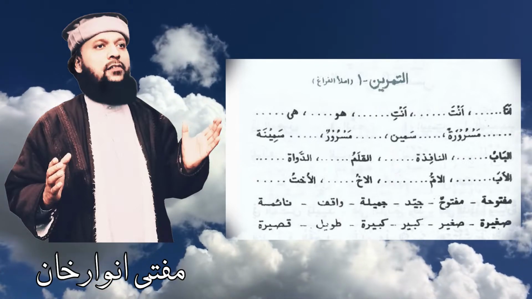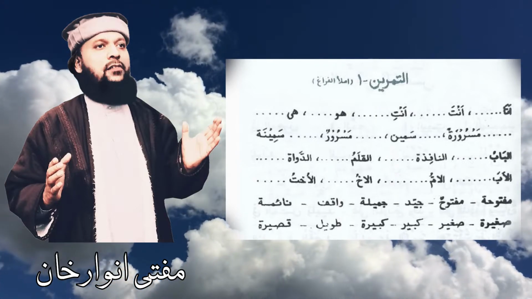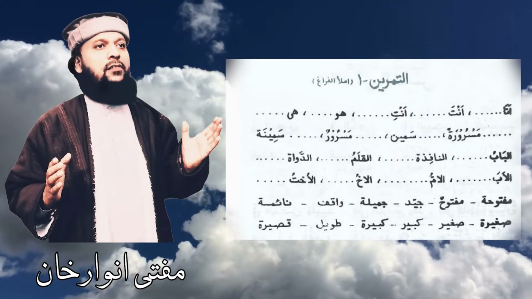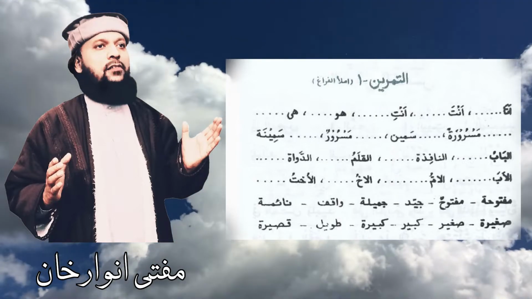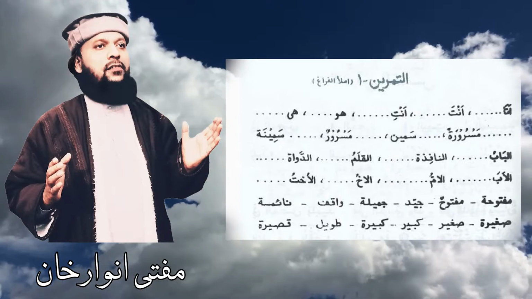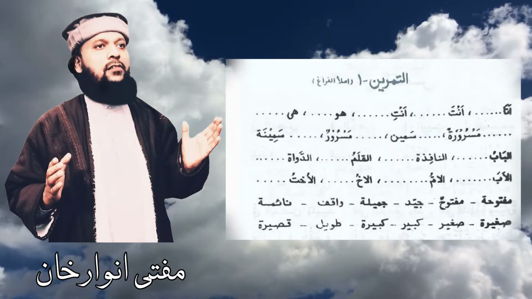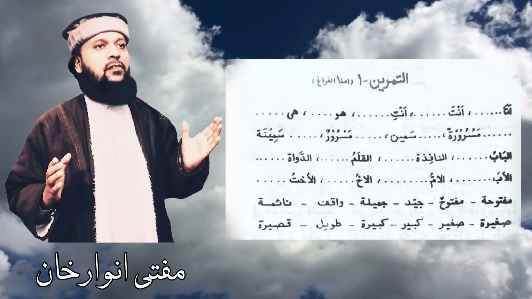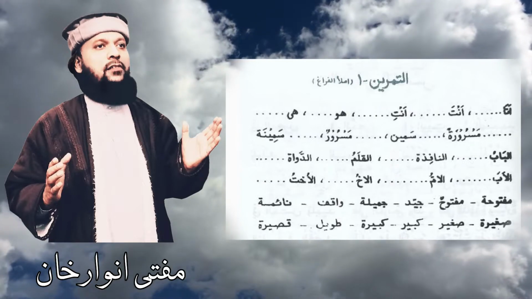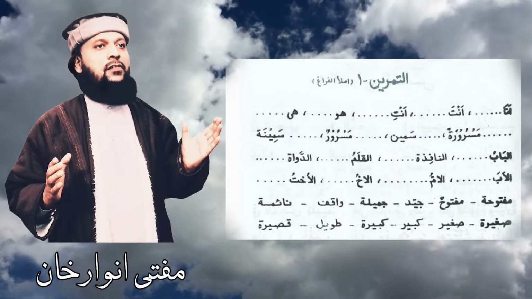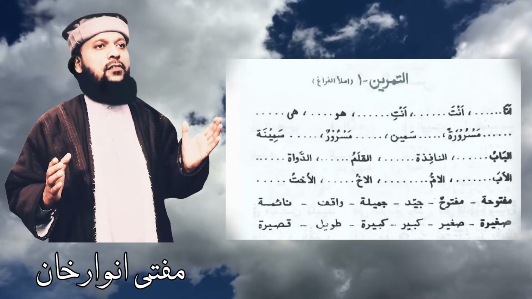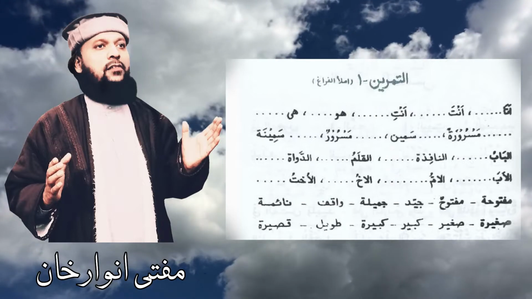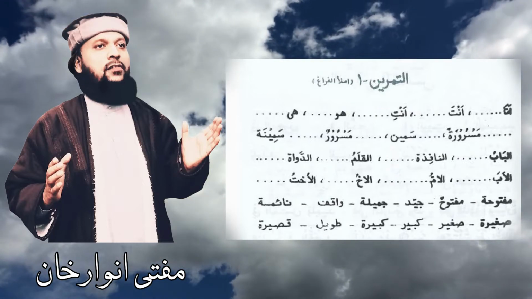Okay. And then you have masruratun, saminun, masrurun, saminatun, these four words. So you have to fill these blanks. For example, you can say hiya masruratun, huwa saminun, ana masrurun, hiya saminatun, like this. Okay. And then again, al-babu, you have al-babu. Al-babu maftuhun, the door is open.